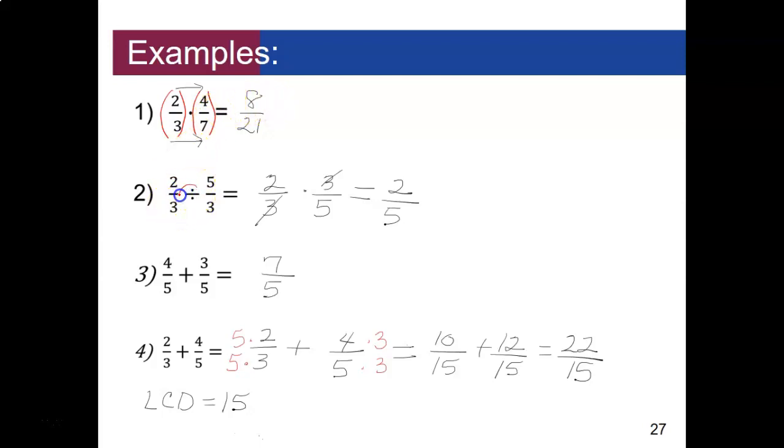Here we have a division problem, so we want to do keep, change it to multiplication, and then flip the second one, and then we'll just multiply straight across. We do have these common factors that we can cancel out, and we'll end up with the 2/5. Here we're asked to add, and we do have common denominators, so we'll just add the numerators and get 7/5. Notice we don't do anything with the denominators, we keep those the same.